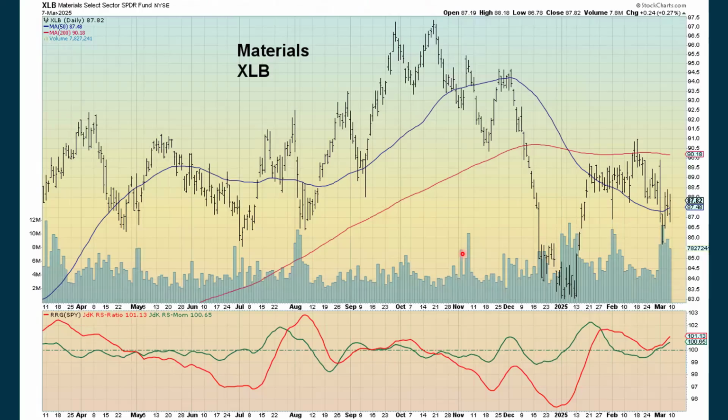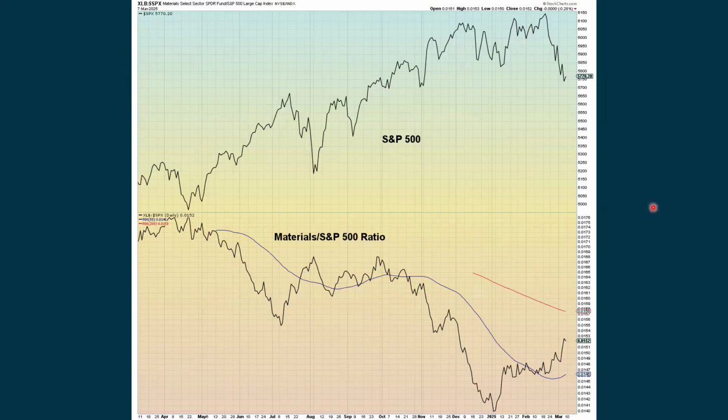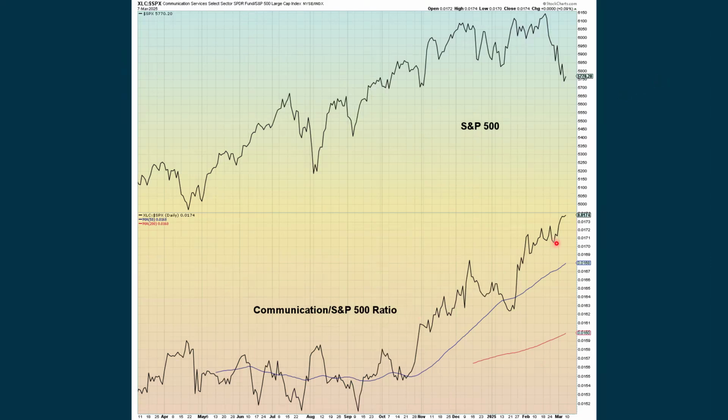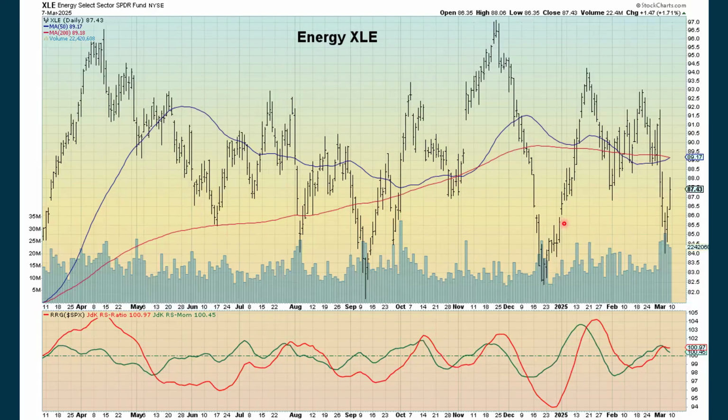And we look at just the materials sector by itself, which is in a downtrend right now. And then we compare it to the S&P, showing how the materials are underperforming, but bouncing back lately. Communication, this is a big growth area, but it's been pulling back and falling under its 50-day moving average, but it's still outperforming the S&P. It's been holding up better. So this is still one of the more positive aspects of the market. You can see how the S&P has been coming down, but the communication to S&P ratio has been going up.